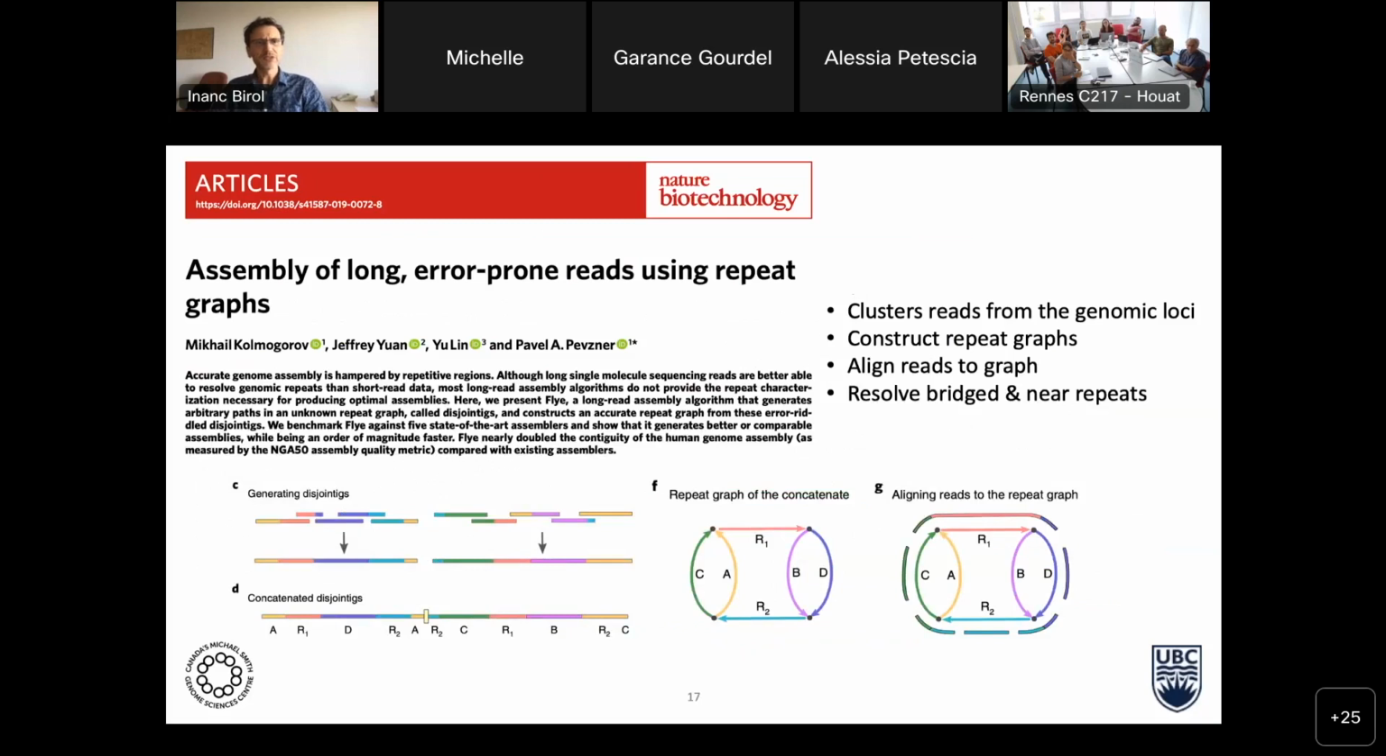And there is the Flye algorithm from the Pevzner group, where they cluster reads from a given genomic locus, construct repeat graphs, align reads to the graph, and resolve the bridged and the near repeats to assemble their genome.